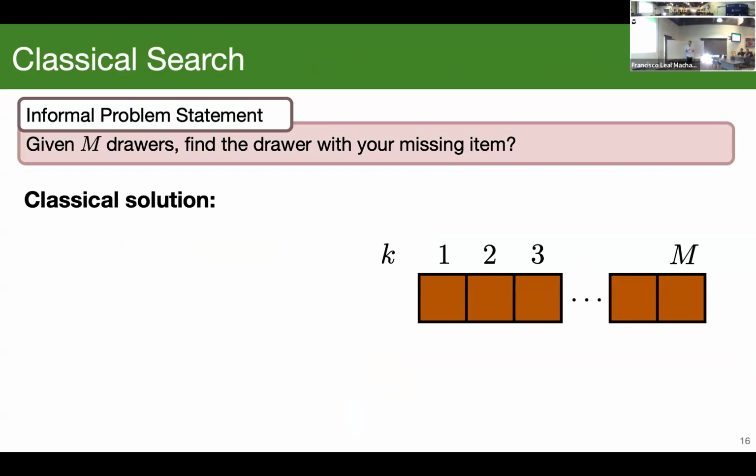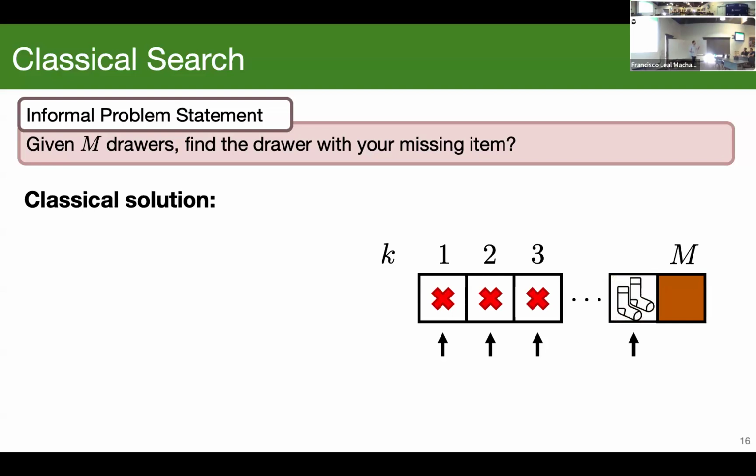If you are a classical being, which hopefully you are, the way that you solve this is you have to go effectively drawer by drawer and check whether or not the item is there, until you reach the drawer that has the item. The reason why this is so frustrating every time we do it is that the time it takes you to find this always scales with the number of drawers that you have.